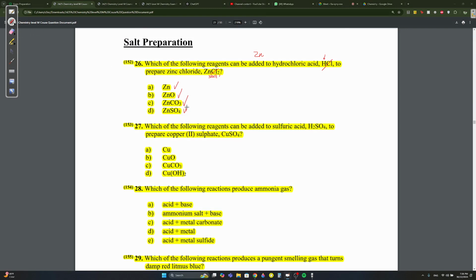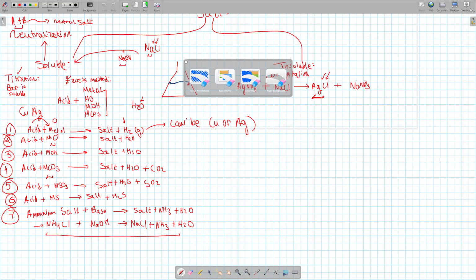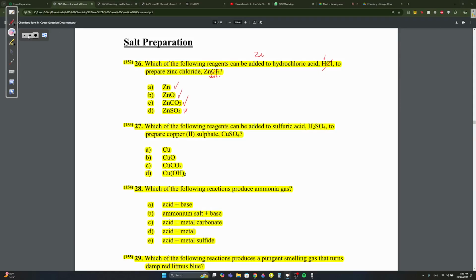It's not metal sulfate, but it's metal sulfide. If they said sulfide, then it would be correct. Sulfide is just S, no SO4, just S. So if you remember all of these, okay? Which of the following reagents can be added to sulfuric acid to prepare copper sulfate? So, sulfate with sulfate, so obviously we need something with copper, okay?